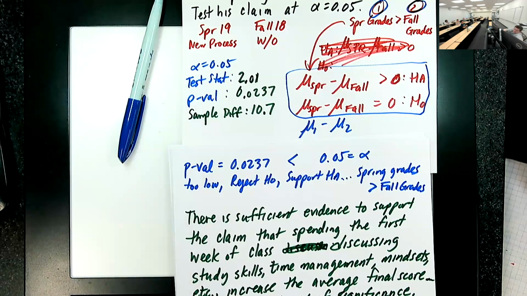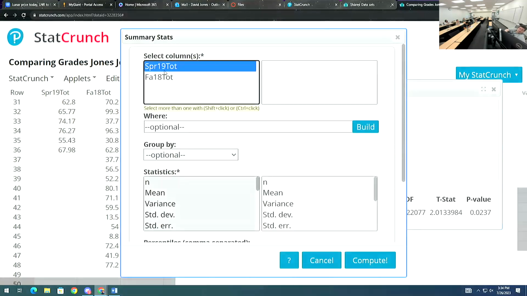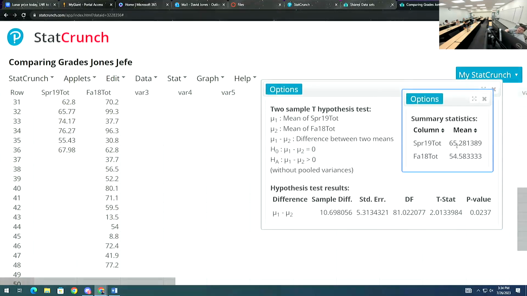We can look at what the scores were. Stats, summary stats, columns. We can just look at the mean. The spring scores were an average of 65. The fall scores were an average of 54. Now, the average is not passing in either case, but 10 points higher means more people passed. And not only more people passed, but the ones that passed got better grades too.